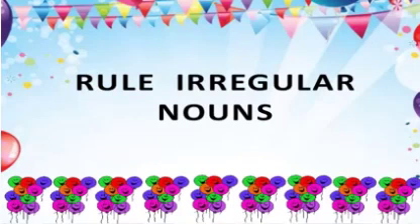So students, now we are going to learn the rules of some irregular nouns. Irregular nouns means when we see them, they look like they are singular, but in reality they are plural. And sometimes it happens they look like they are plural, but in reality they are singular. So they are called irregular nouns.